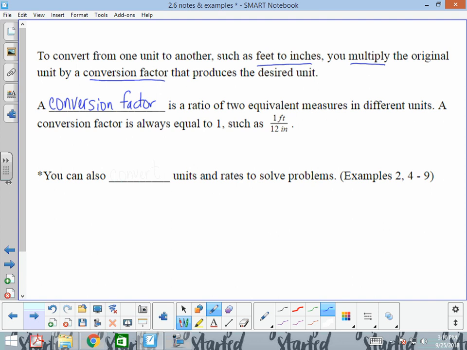For example, 1 foot is 12 inches, so 1 foot over 12 inches. Those both are equivalent. 1 foot is 12 inches, and 12 inches is 1 foot. So that is equivalent to 1. We can also convert units and rates to solve problems. We're going to be doing that in examples 2, 4, and 4 through 9.